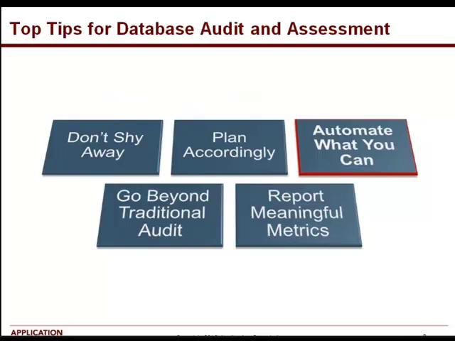So what's next as far as the top tip? We talked about don't shy away. You've got to do it. It's one of those things that we should be doing and getting into our programs. Once we've accepted the fact that we have to do it and got it into our program, we plan accordingly. The next thing that you want to do, once you've planned accordingly, is hopefully automate what you can. So let's talk a little bit about that. What can you do when automating what you can?